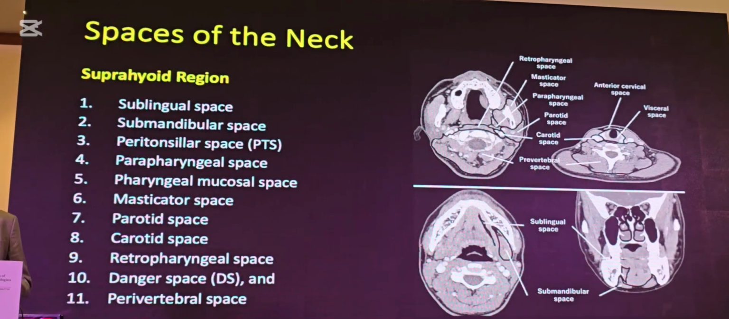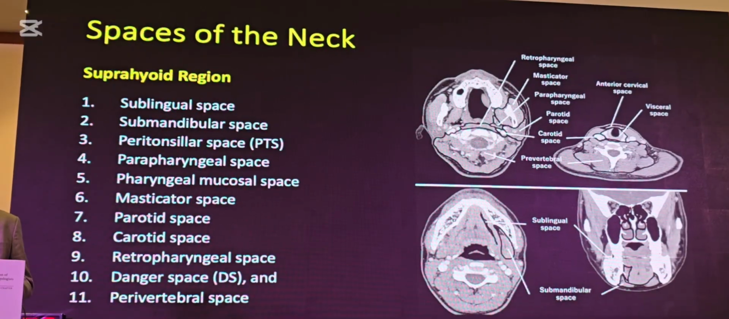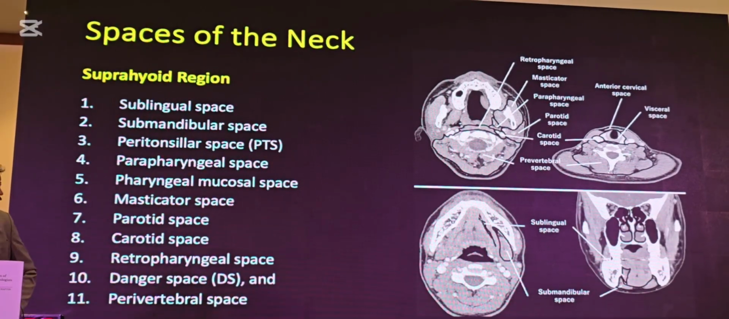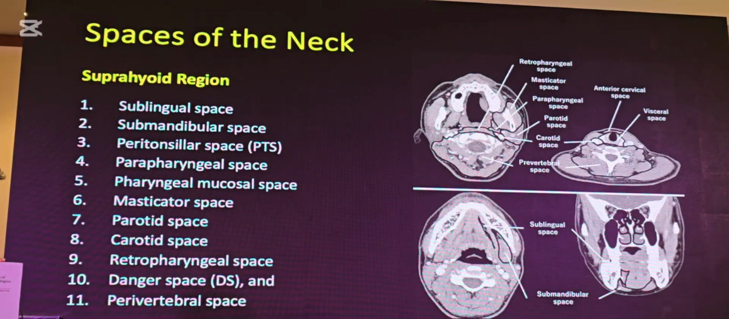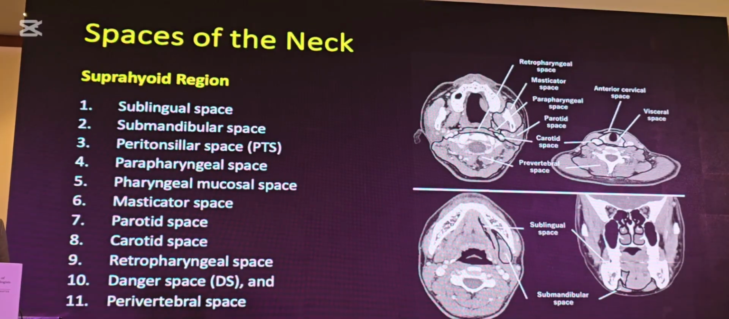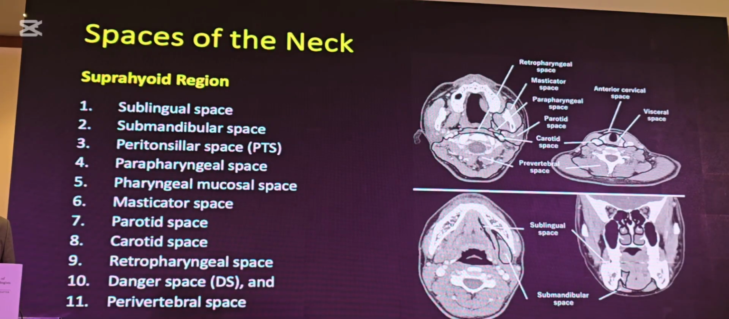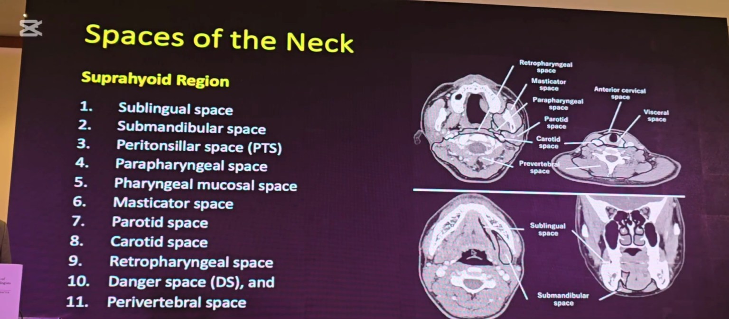So when you see here, we first see this diagram. Here you can see this is the axial view of a plain CT, this is contrast CT, axial view at the level of the mandible. What we are seeing here is the sublingual space, and a little posterior will be the submandibular space. And what you are seeing here is the epiglottis, and that's the tongue base, and that's the vallecula.